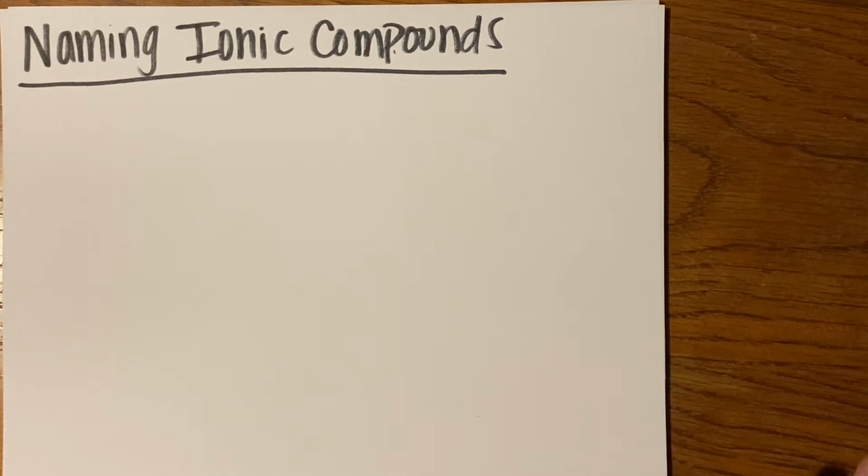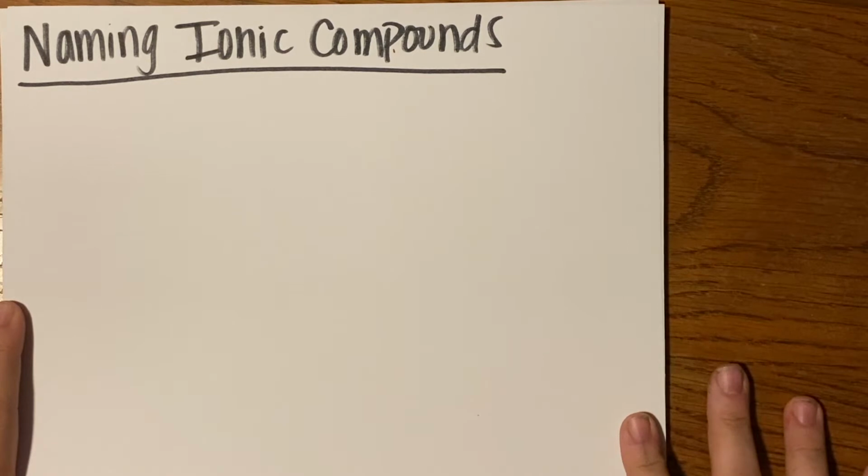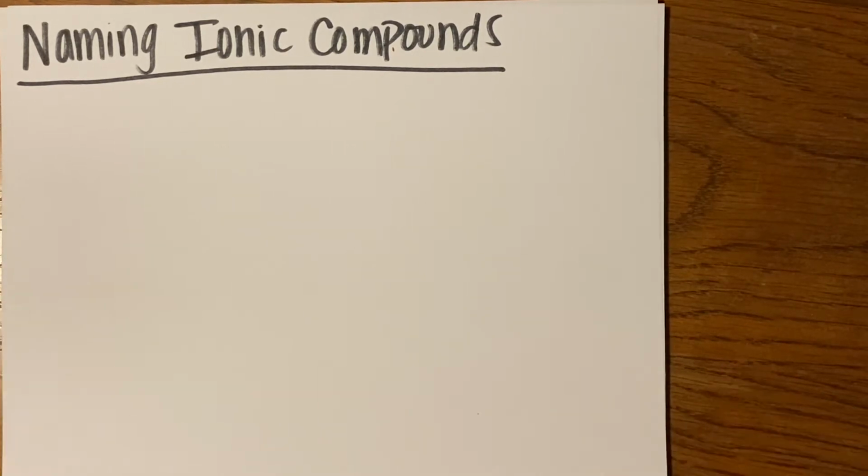So in this video, we're going to talk about how to appropriately name ionic compounds, okay? And the way I like to break it down is just 3 easy rules, and you should be able to get every single time, you should be able to name your ionic compound correctly, okay? So we'll just do the rules first, and then we'll just do a bunch of examples, all right?